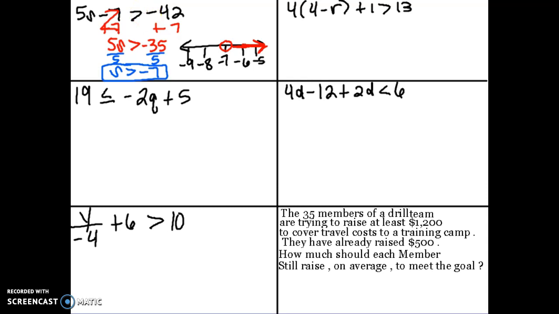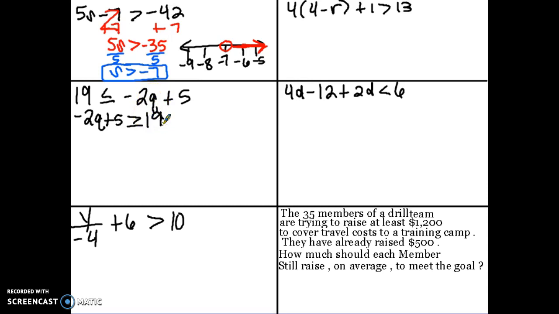Next: 19 is less than or equal to negative 2q plus 5. I'm going to go ahead and rewrite my inequality so that my variable is on the left side, because we always want our variable to be on the left side. Since I'm moving negative 2q to the left side, I'm going to have to turn this sign around, because it's still negative 2q plus 5 that is bigger than 19, so I'm going to have to flip that.